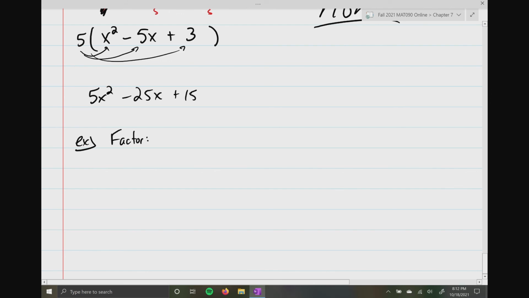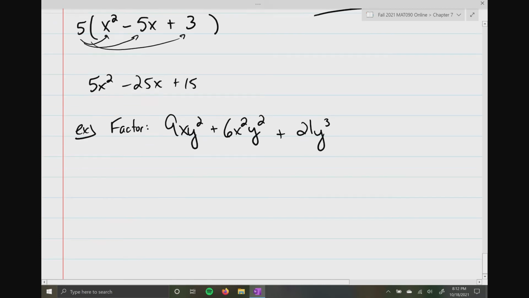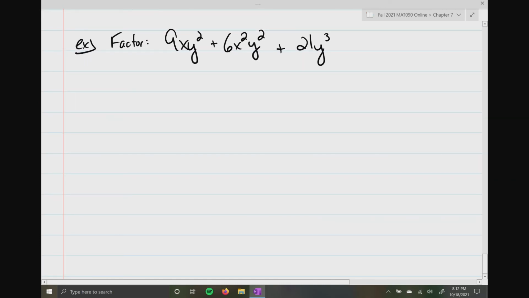So we're going to factor 9xy to the second plus 6x squared y to the second plus 21y to the third. All right. So I realize this looks very complicated. However, you've got the tools. You've got the skills to pay the bills. In other words, that's what my dad would say when I was younger.